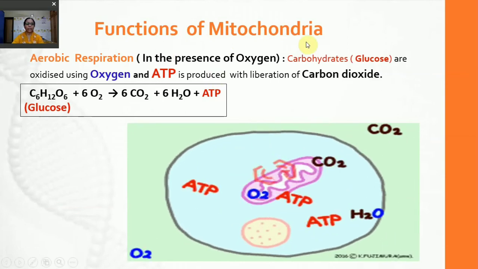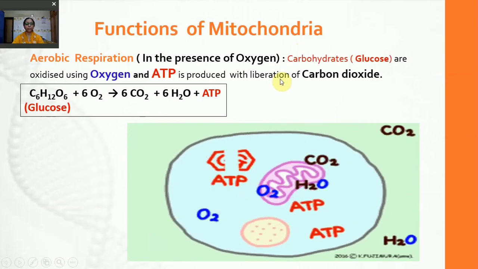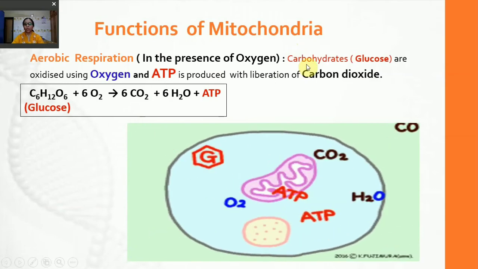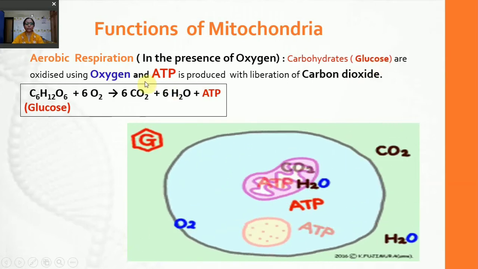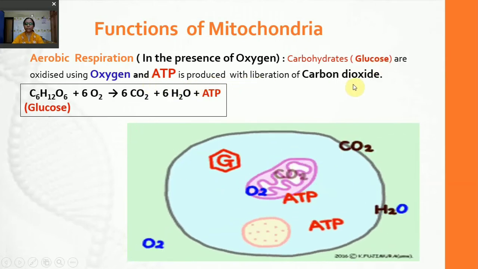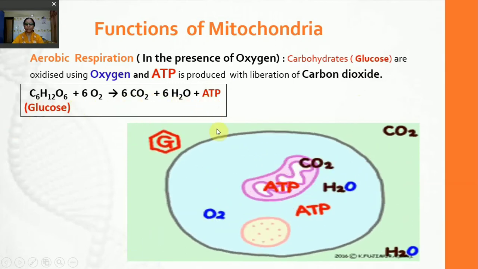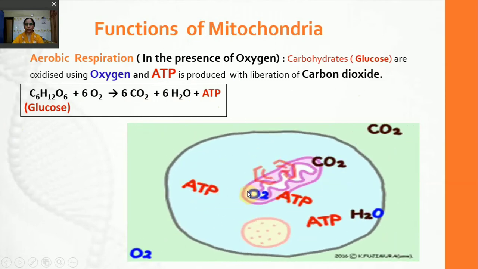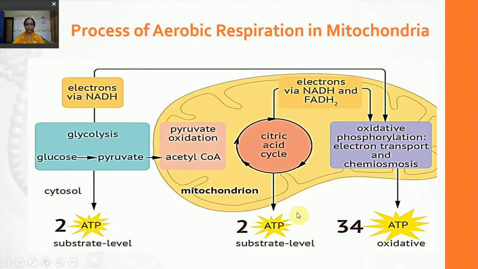Let us study functions of mitochondria. The most important function is aerobic respiration, that is respiration in the presence of oxygen. Carbohydrates can be simple or complex. The simplest is glucose, which is oxidized using oxygen and ATP is produced with liberation of carbon dioxide. This is the reaction for the aerobic respiration. Here you can see glucose molecule entering, breaking down with the help of oxygen, and carbon dioxide is liberated and ATP is produced.